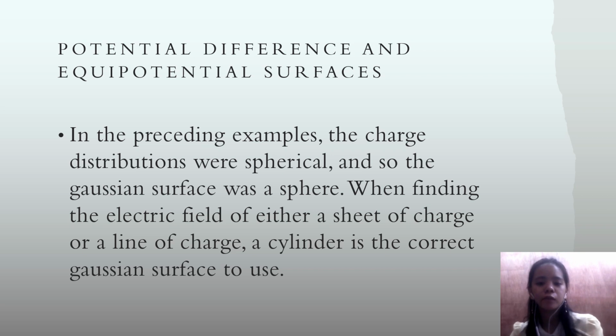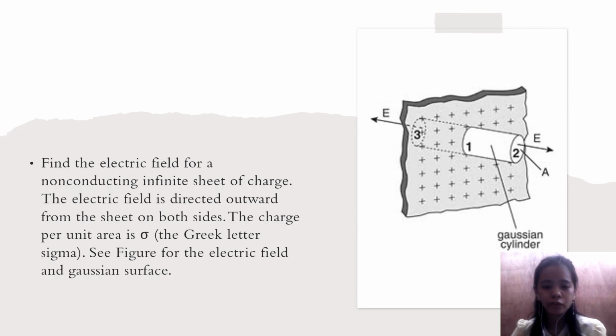So, potential difference and equipotential surface. In the preceding example, the charge distribution was spherical and so the Gaussian surface was a sphere. When finding the electric field of either a sheet of charge or a line of charge, a cylinder is the correct Gaussian surface. Electric field for a non-conducting sheet of charge: the electric field is directed away from the sheet. The charge per unit area is sigma. So this is the Gaussian cylinder.